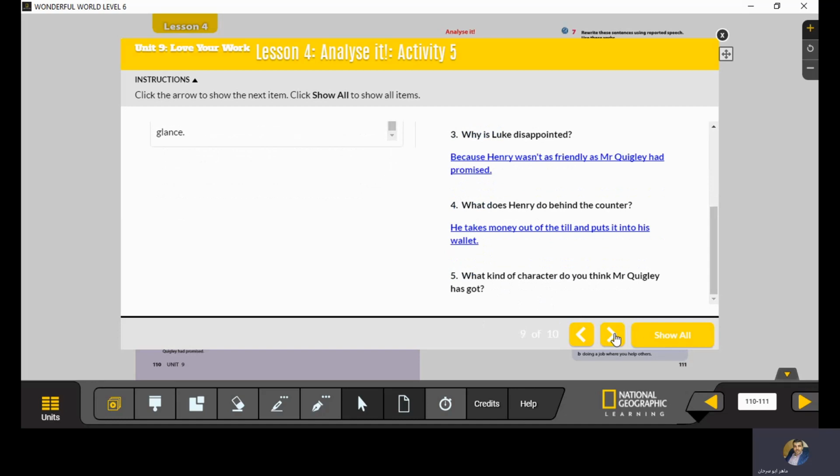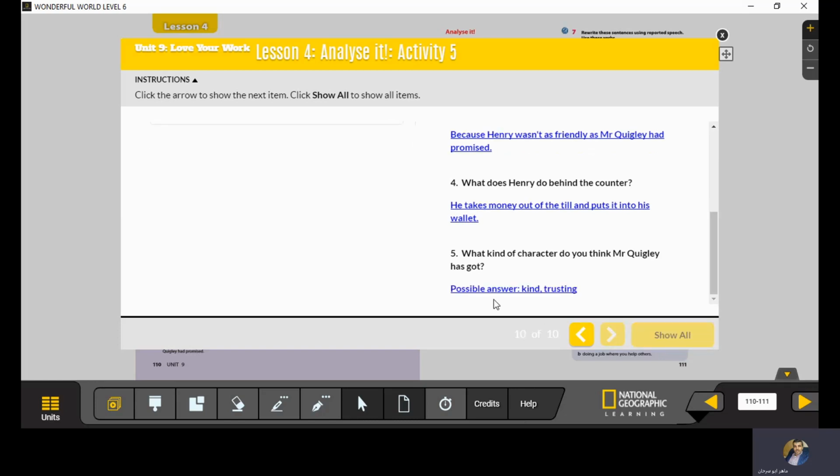Okay, the last question, what kind of a character do you think Mr. Quigley has got? Here you can write your own answer based on the story. Here the possible answer is kind and trusting. Kind and trusting. So write it down, my lovely students, and let me take you to the next exercise.